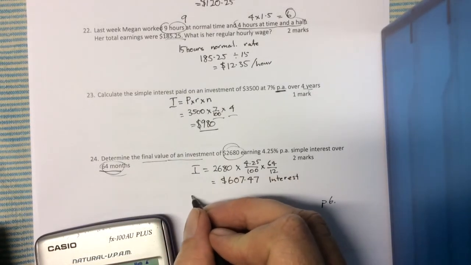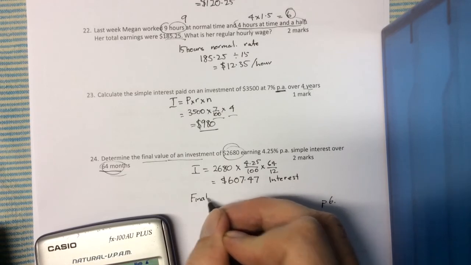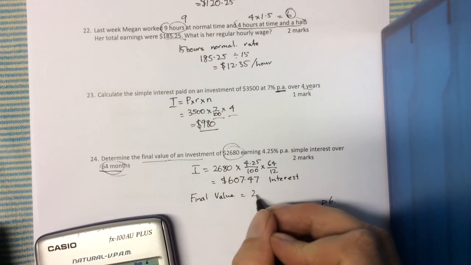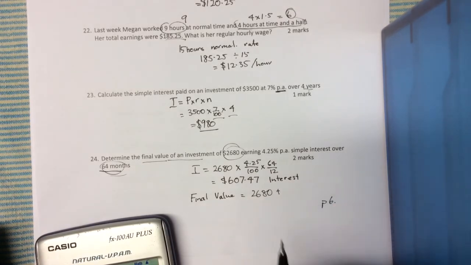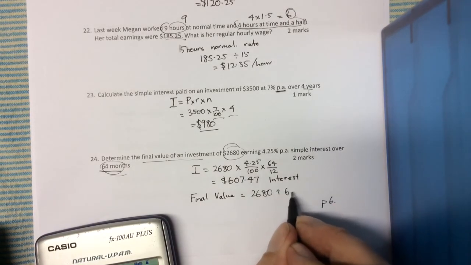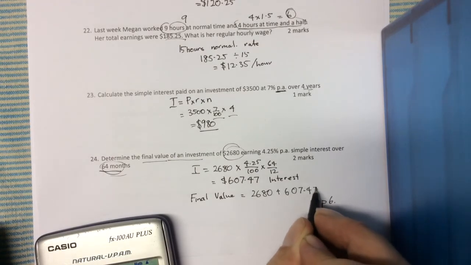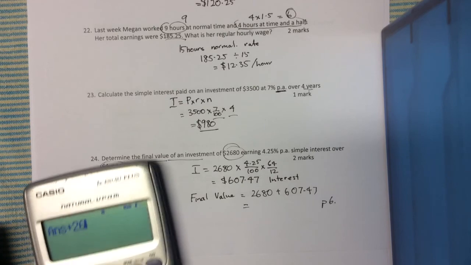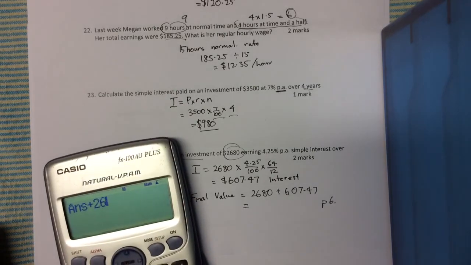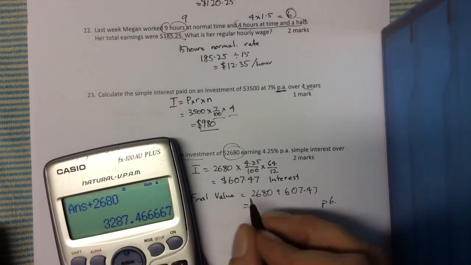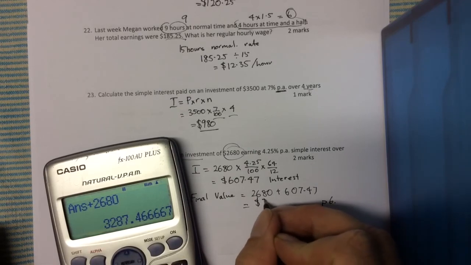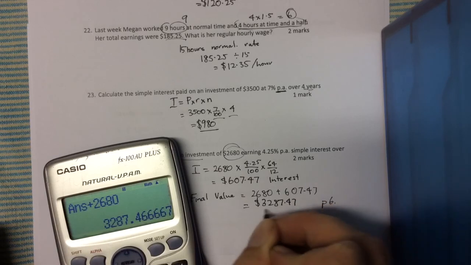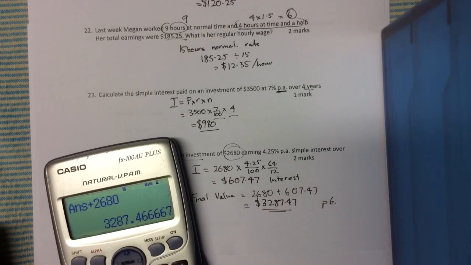So the final value, we need to add on the interest to the investment. So 2,680 plus the interest, which was the $607.47, plus those together. So plus 2,680, rounded off to the nearest cent, so $3,287.47 is our final value. That's the end of page 6.